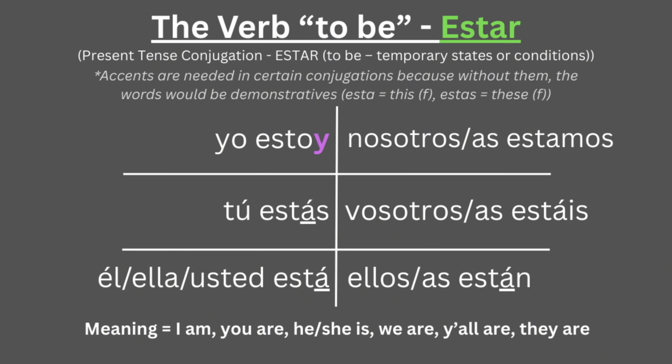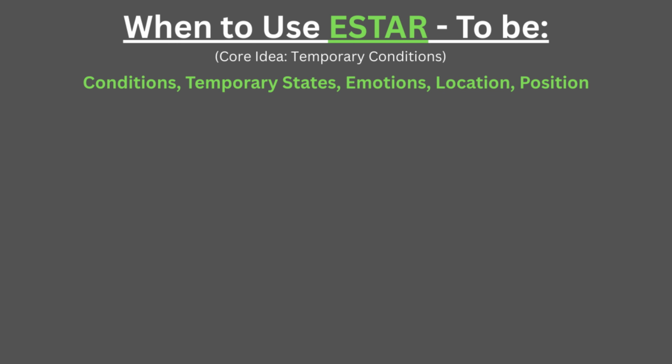Unlike ser, estar is mainly emphatic in showing temporary states or conditions. This means that the verb can describe emotional states that can change over time, and it emphasizes something that a person may feel in the moment. The core uses of estar are emotions, conditions, location, and position.